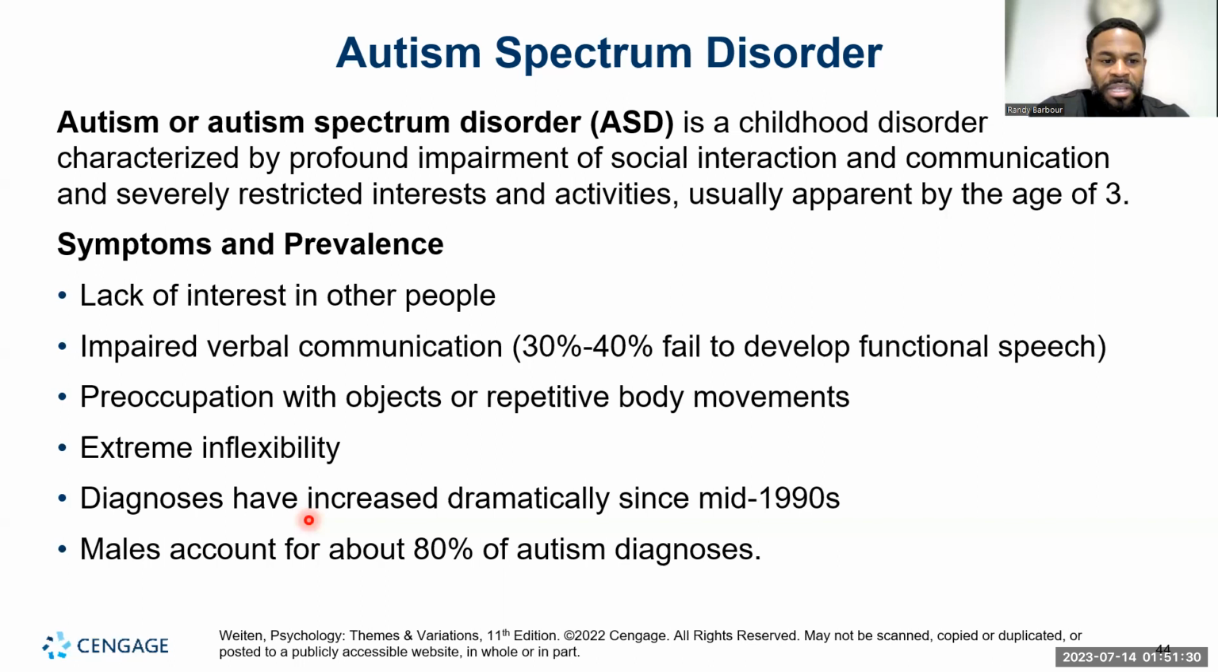But again, here are some of the different symptoms as well. You have a lack of interest in other people. About 30 to 40% fail to develop functional speech. And then they usually have a preoccupation with objects or repetitive body movement.